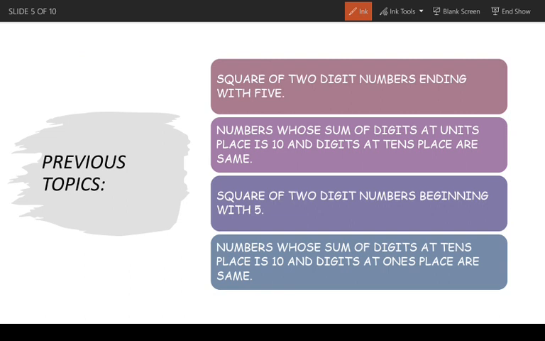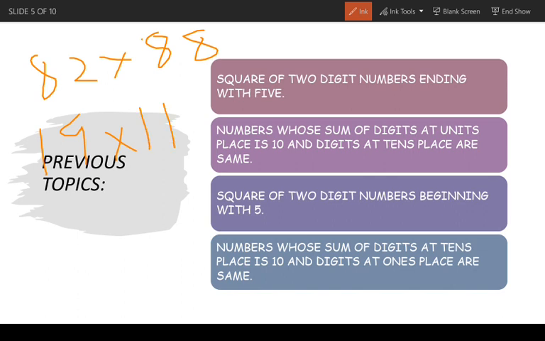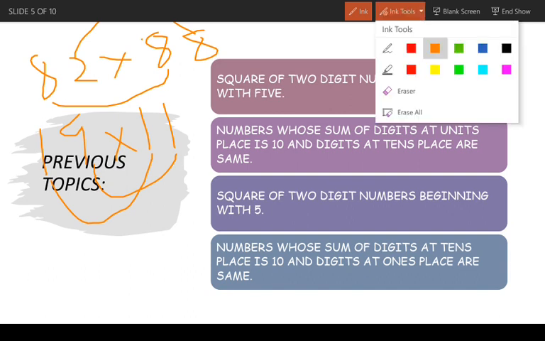Coming to the second rule: numbers whose digits at the units place sum to 10 and digits at the tens place are the same. Examples are 82 into 88 and 19 into 11. At the units place they sum up to 10: 9 plus 1, and 2 plus 8. At the tens place the numbers are equal, 8 and 8, and 1 and 1. These are a few examples for the second rule.